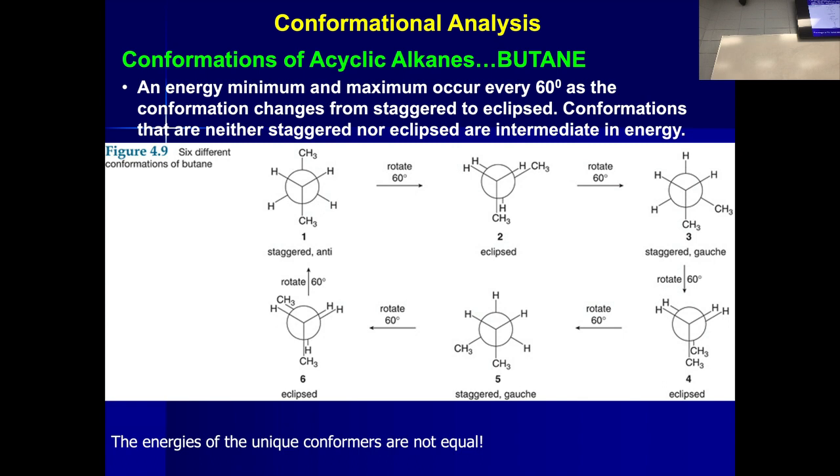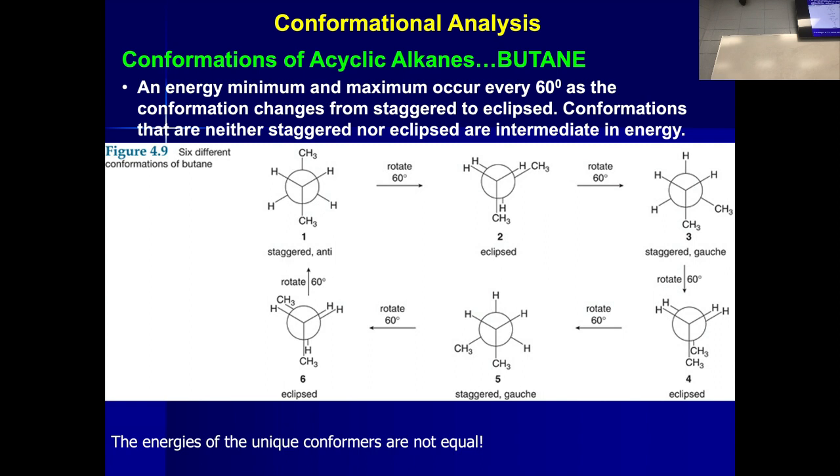What do you think happens to the energy from going from there to there? Does it go up or does it go down? Down is more stable. Up. So this is lowest energy. This is a little higher energy. Is a hydrogen big or small? Small. So it's a small thing with a big thing. But it's not too bad. Now let's rotate another 60 degrees.